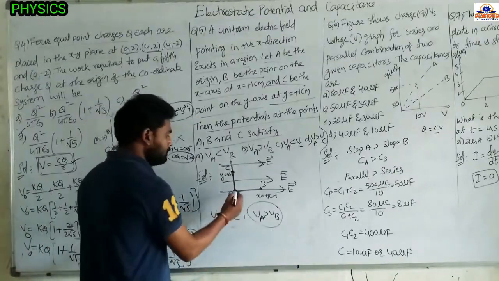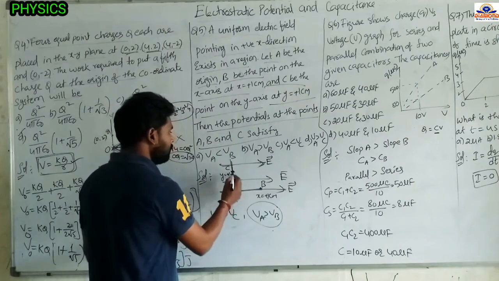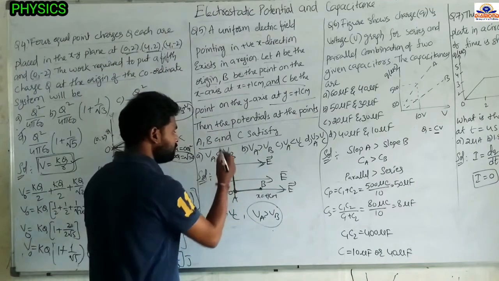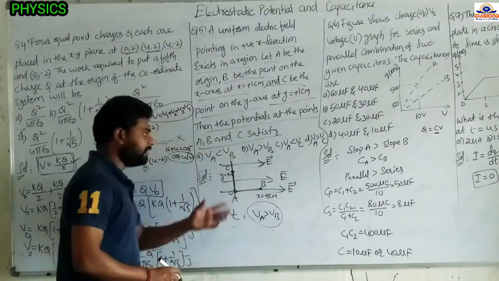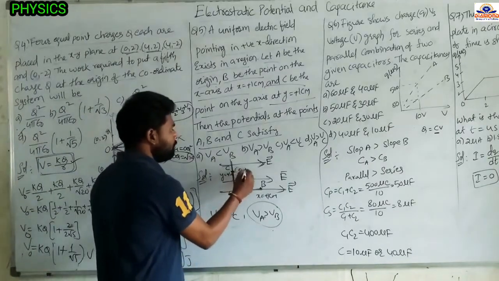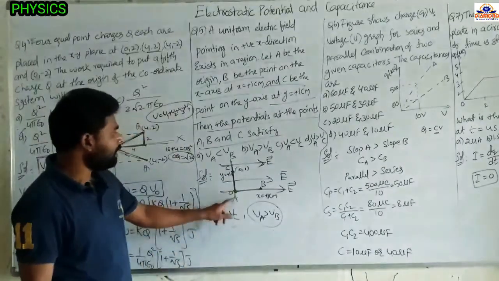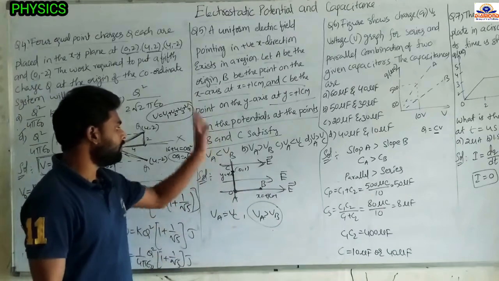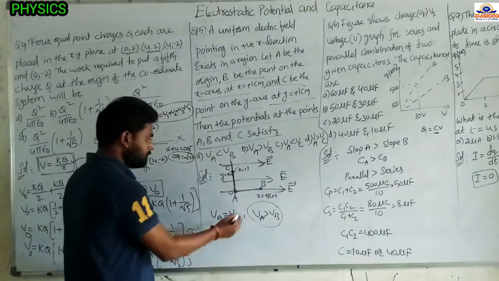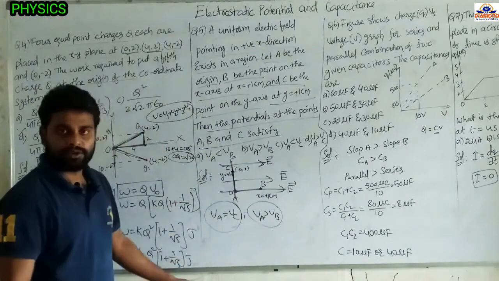So now A is at the origin and C is at y equal to plus 1 centimeter. The x, y coordinates for C are nothing but (0, 1) only. So now A and C are on the same vertical line, so both have the same potential, VA and VC. These are the equipotentials.